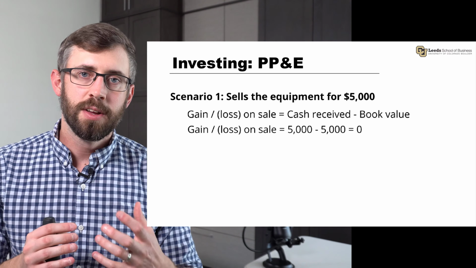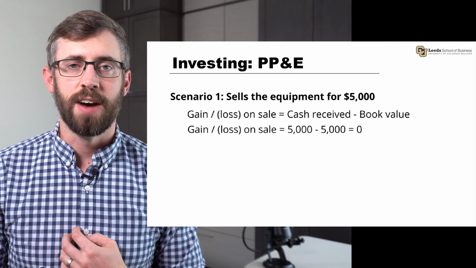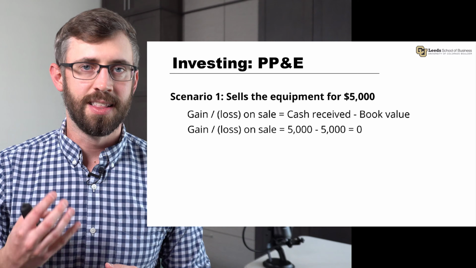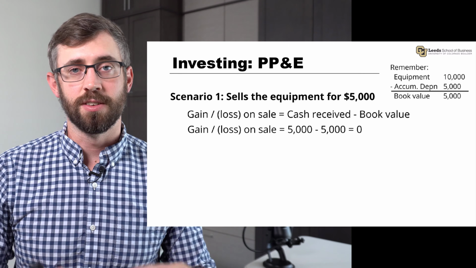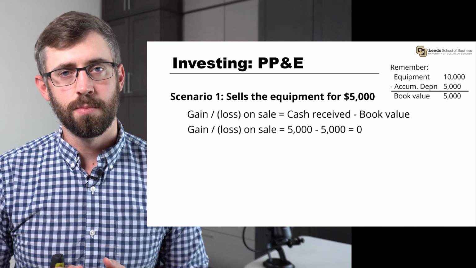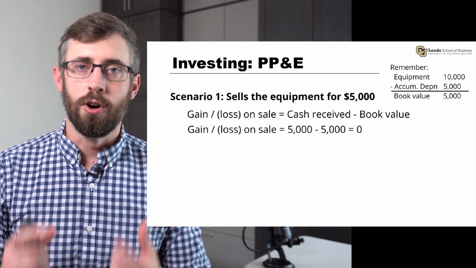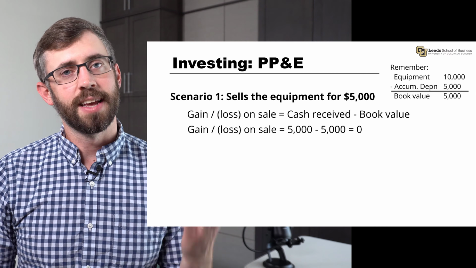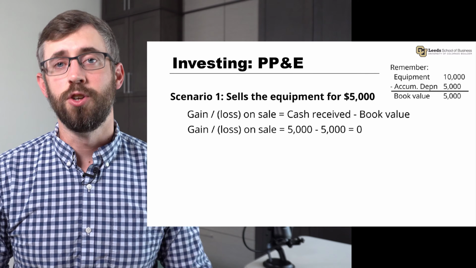And so remember, the calculation for the gain or loss takes the cash we receive, in this case $5,000, and we subtract the net book value of the asset. And as a reminder, the net book value is the cost of the asset, in this case $10,000, minus the accumulated depreciation, in this case $5,000. So our net book value here is also $5,000. And so if the cash we receive equals the book value of the asset, we have no gain or loss.